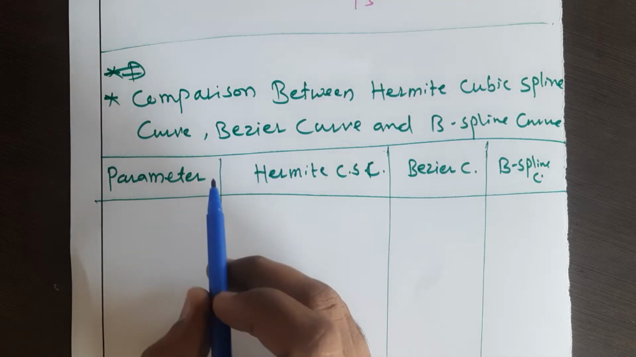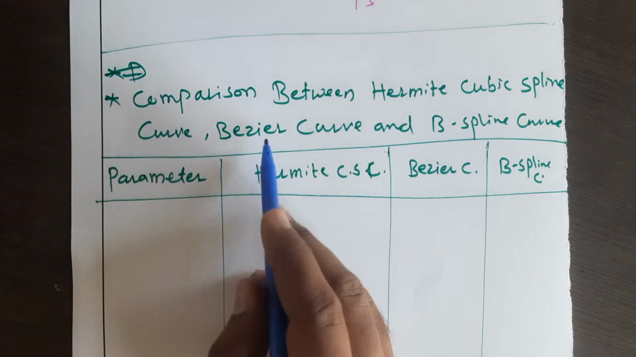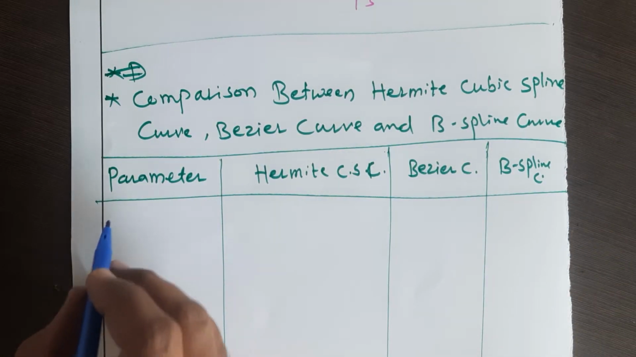Hello everyone. Now in this video we'll see the comparison, or the difference, between Hermite cubic spline curve, Bezier curve and the B-spline curve, with different parameters. So the first parameter is representation.